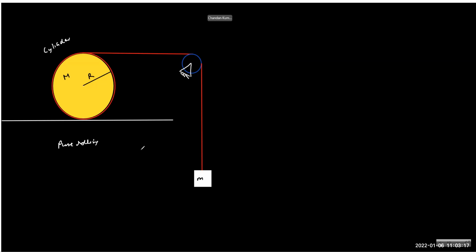Now we have this question. This is the pure rolling question again, and we are supposed to find the acceleration of the block, or maybe the acceleration of the center. Fine. So what is the acceleration of the cylinder?